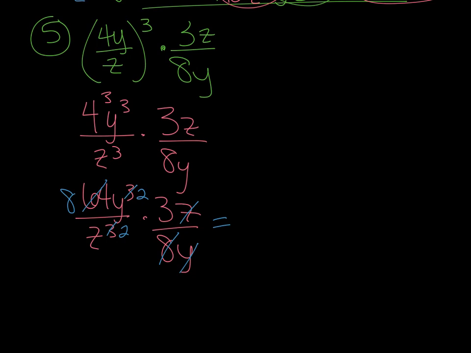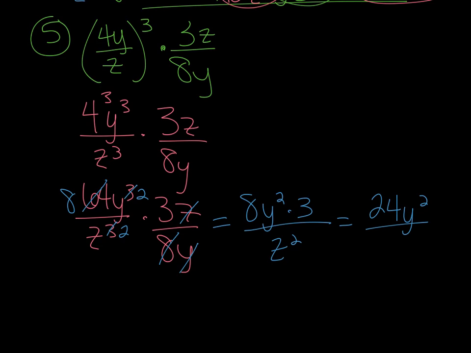So make sure you multiply everything that's left over in your numerator, because I have an 8 times a y squared times a 3, and in the denominator, I just have a z squared. So my final answer would be what? 24. Yeah, there we go. 24 y squared over z squared. Okay, any questions so far?